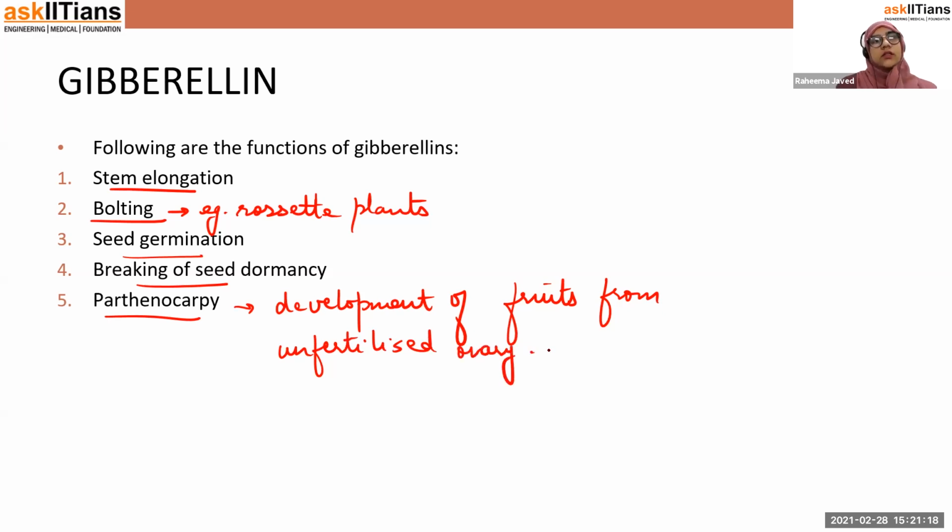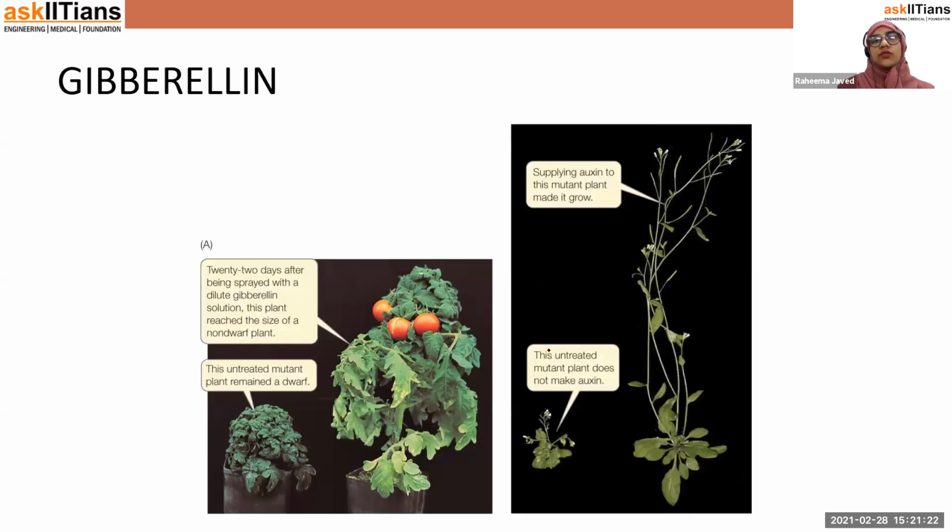Okay, so with this, let's move on to this picture, where there is a mutant plant which remained dwarf, and when it was sprayed with dilute gibberellin solution, you can see the size of the plant. It induced fruit development, induced the development of shoots also, and you can compare the size of the plants basically.